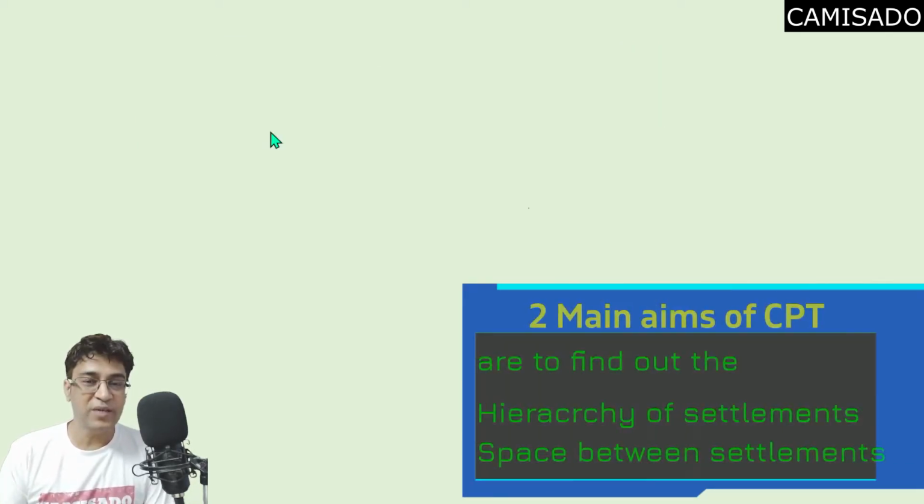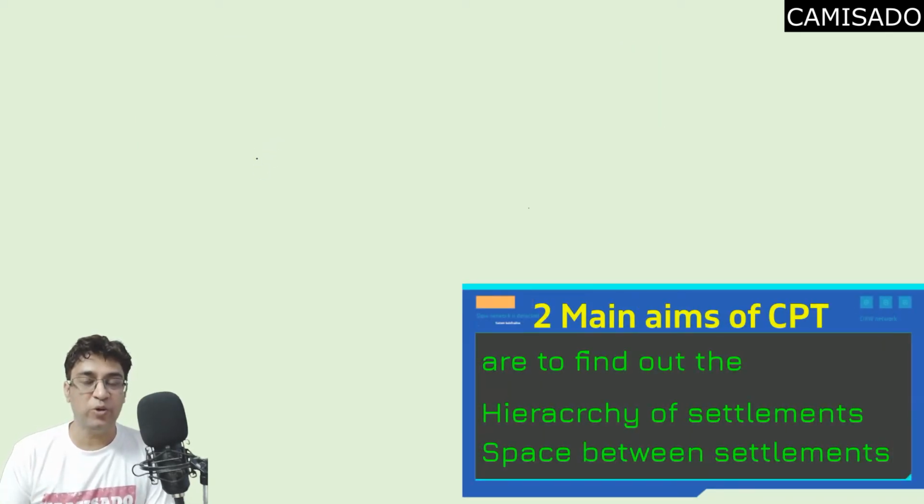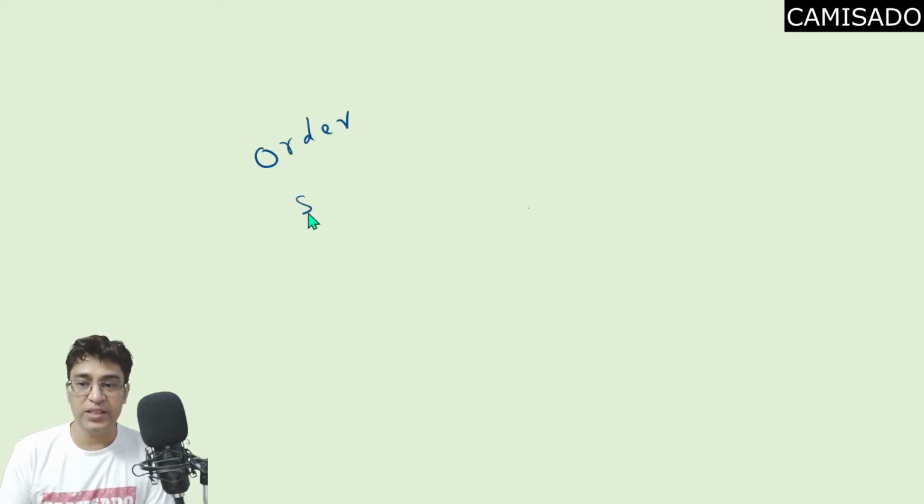So now let us see what the CPT is actually trying to find out. So it is trying to find out an order in the size and spacing of urban settlements, and for this it has used some simplifying assumptions. So let us look at those assumptions.